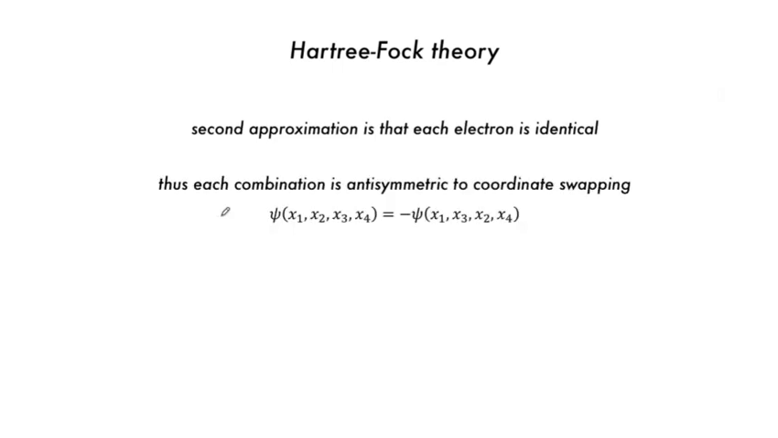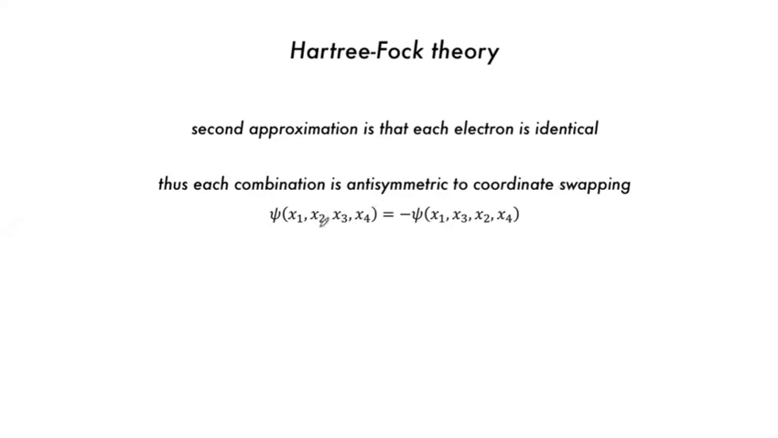So the second approximation is that each electron is identical. Thus each combination is anti-symmetric to coordinate swapping. So what does that mean? It basically means that we have this wave function for particles, or electrons, 1, 2, 3, and 4. If we swap the positions of, for example, particles 2 and 3, the wave function must change, because quantum theory cannot tell particles apart. It can tell us where the particle is, but it cannot tell us which particle it is.